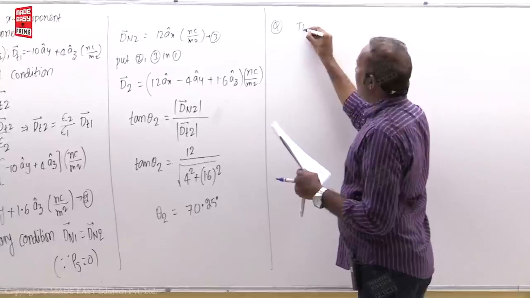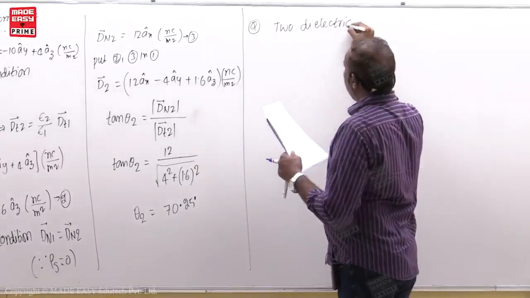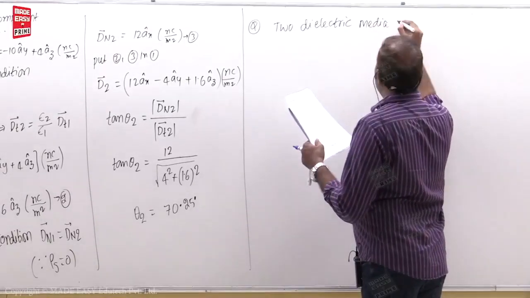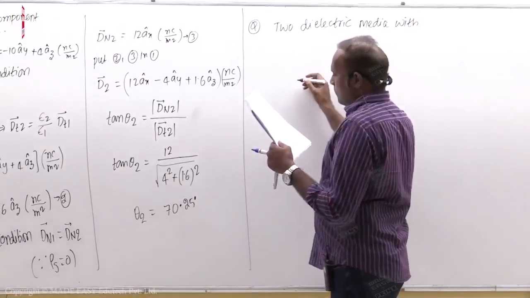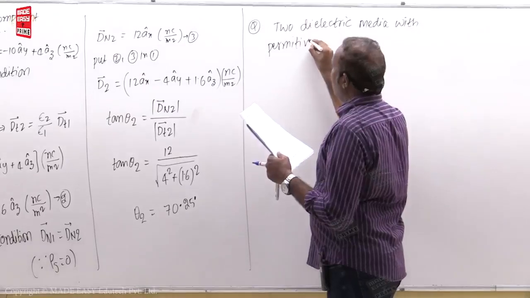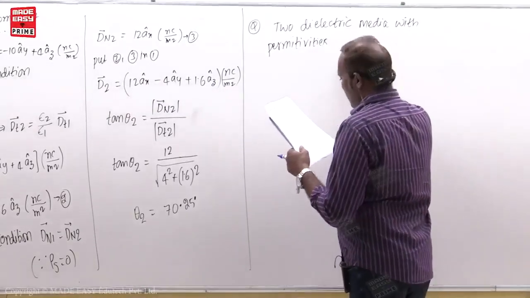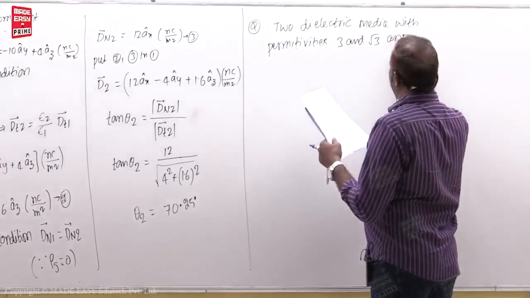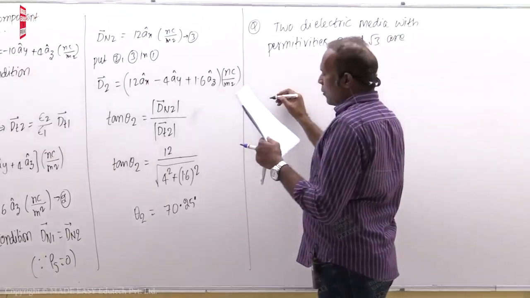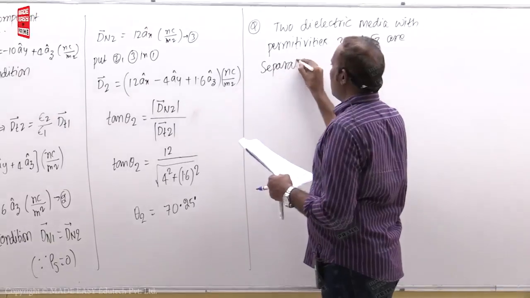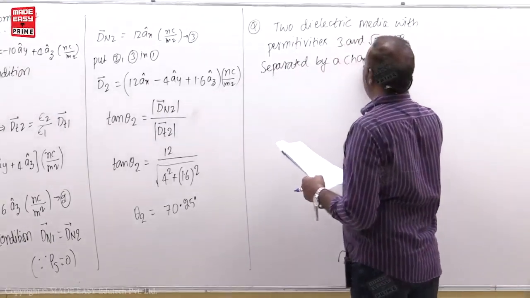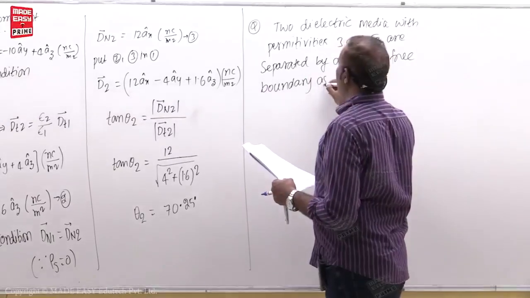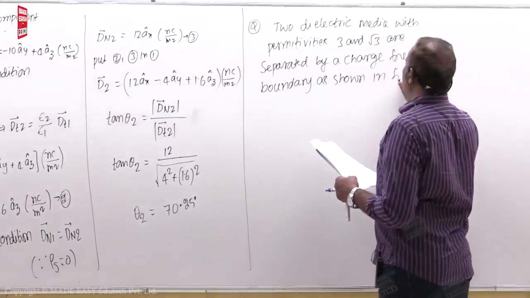Two dielectric media, which means plural of mediums, that is media, with permittivities 3 and root 3 are separated by a charge free boundary as shown in figure.